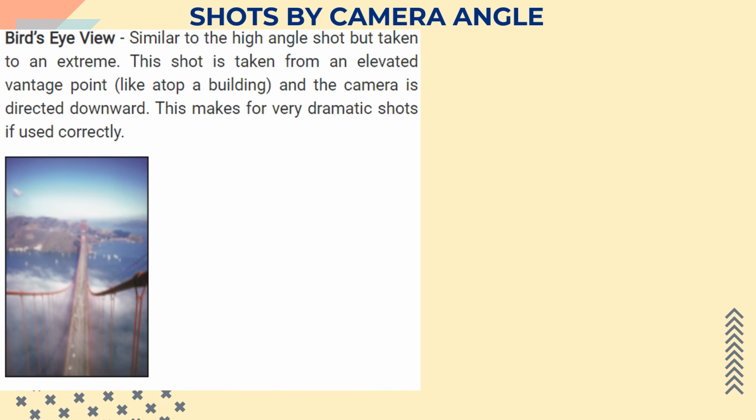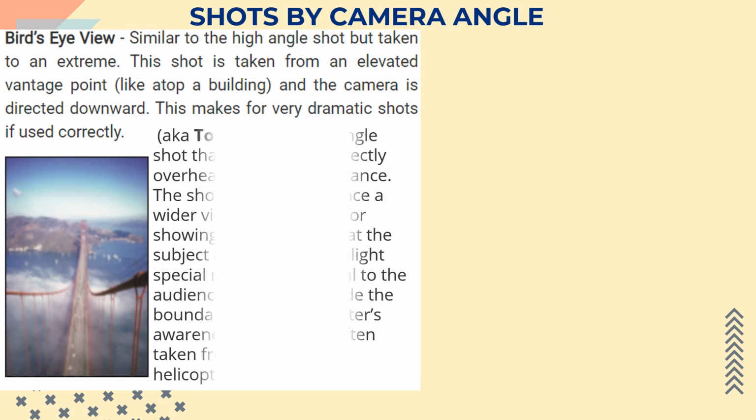Next is the bird's eye view. Similar to the high-angle shot but taken to an extreme. This shot is taken from an elevated vantage point, like atop of a building, and the camera is directed downward. This makes for a very dramatic shot if it is used correctly.